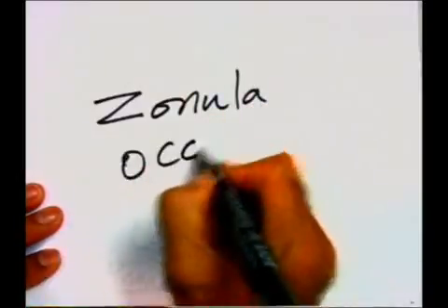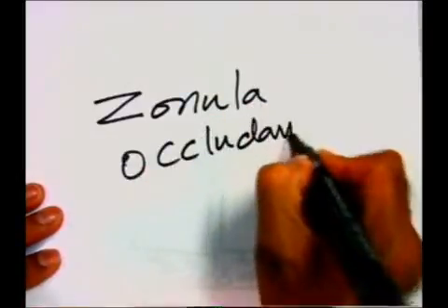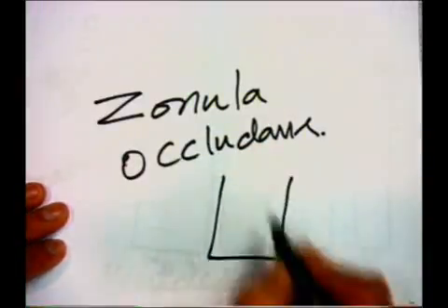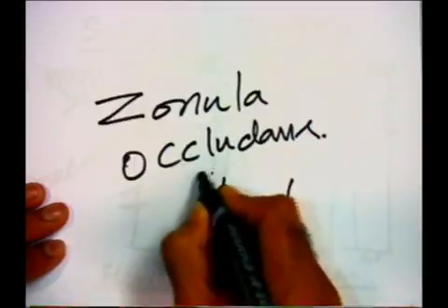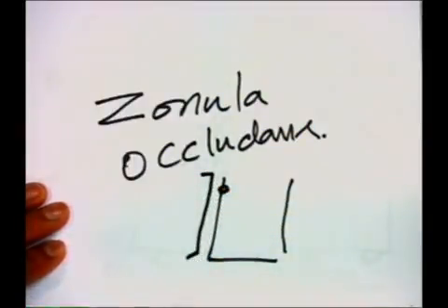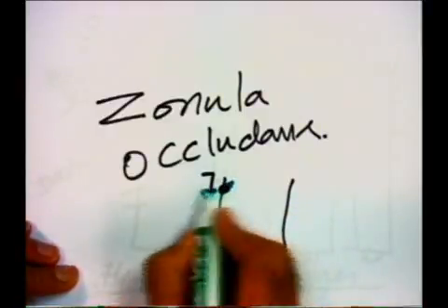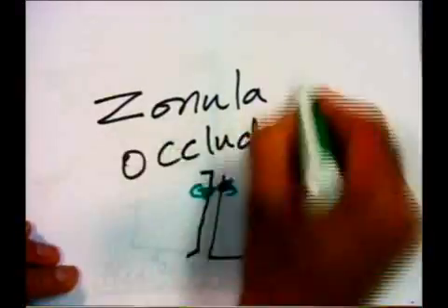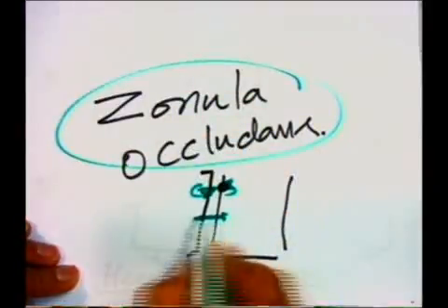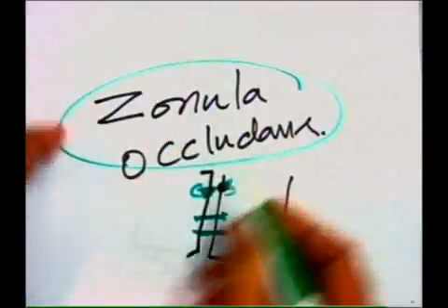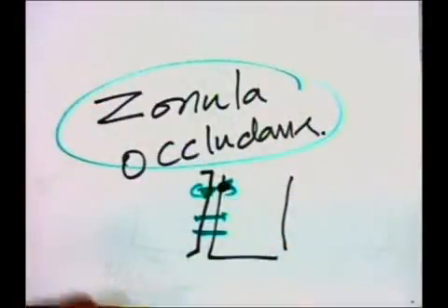We have zonula occludens. These are some specialized proteins. I'll just draw like this. This is the cell, and this is another cell, and these cells are communicating with each other, attached with these zonula occludens. So, occluding means joining, and zonula means the zone, the site where it joins together.